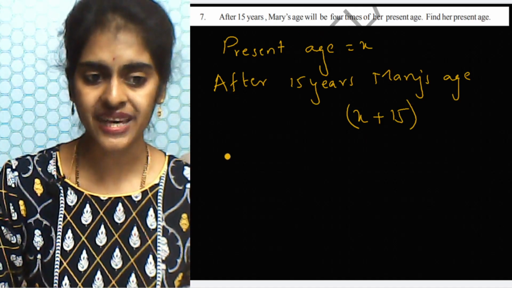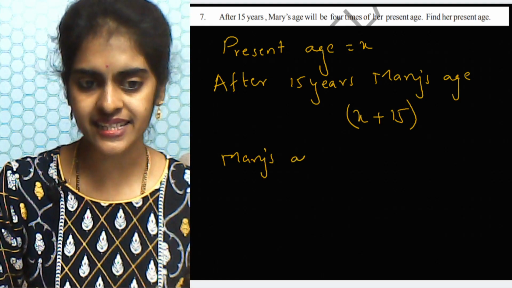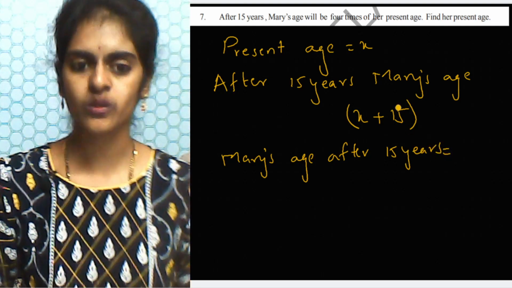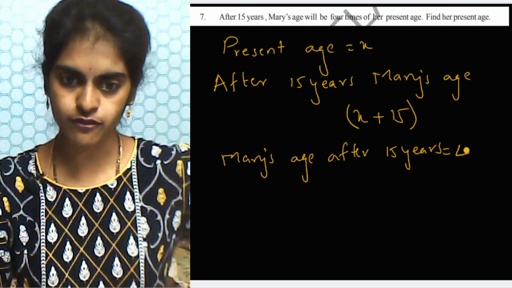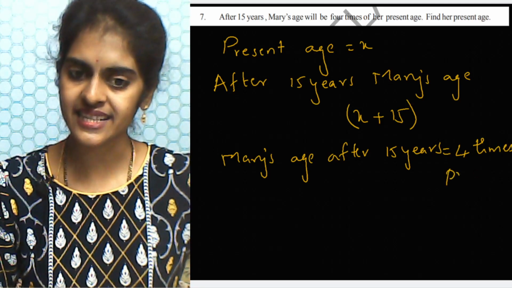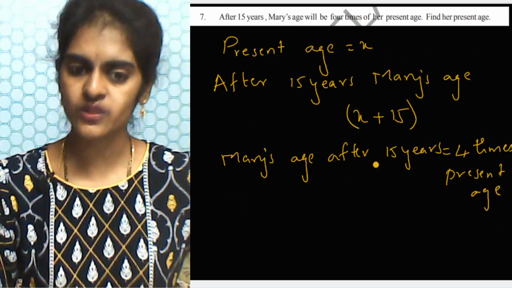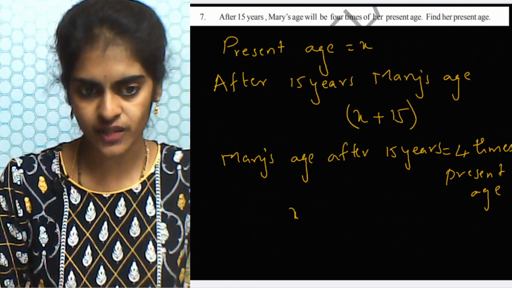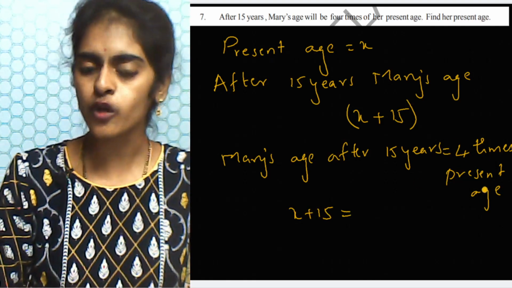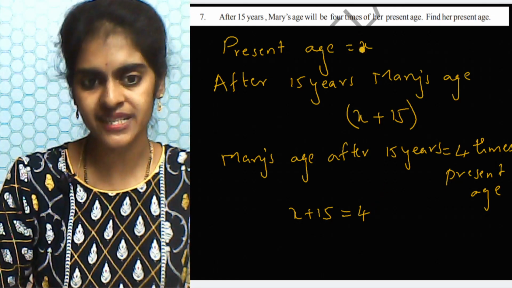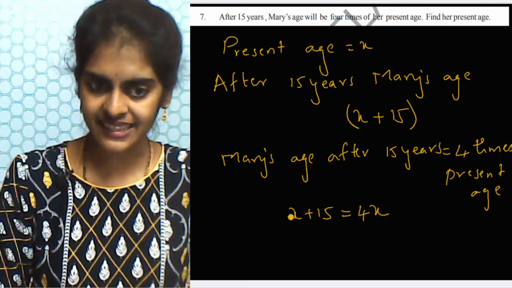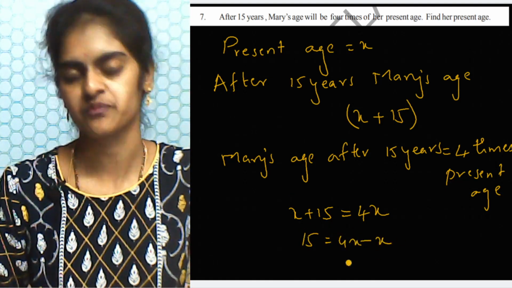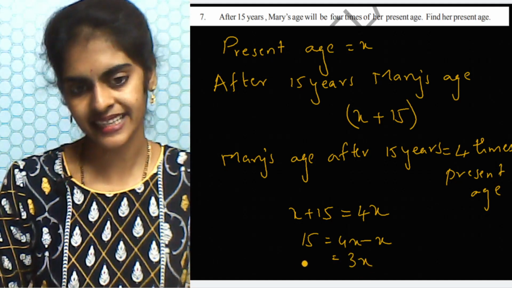But what is given? See the condition: Mary's age after 15 years is equal to 4 times her present age. Using this condition, we are going to write the statement. Mary's age after 15 years is x plus 15, so x plus 15 is equal to 4 times the present age. 4 times means 4 multiplied by the present age x, so it is 4x. Just send this x to the RHS. So 15 is equal to 4x, this becomes minus x, so 4x minus x is 3x, which is 15.